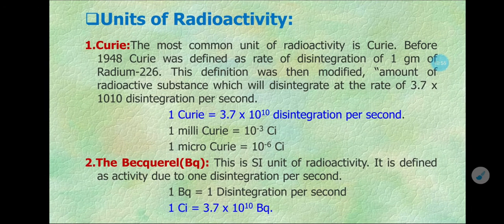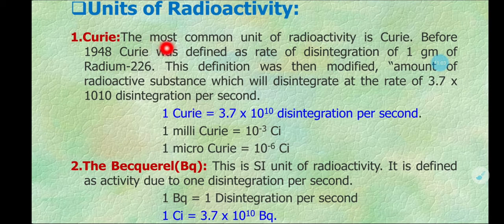Next point is the unit of radioactivity. The first unit is the Curie. The most common unit of radioactivity is the Curie. Before 1948, the Curie was defined as the rate of disintegration of 1 gram of radium 226, because Marie Curie discovered the radioactive element first, that is, the mineral form of radium 226. So they worked with this radium 226 and tried to find out the rate of disintegration.